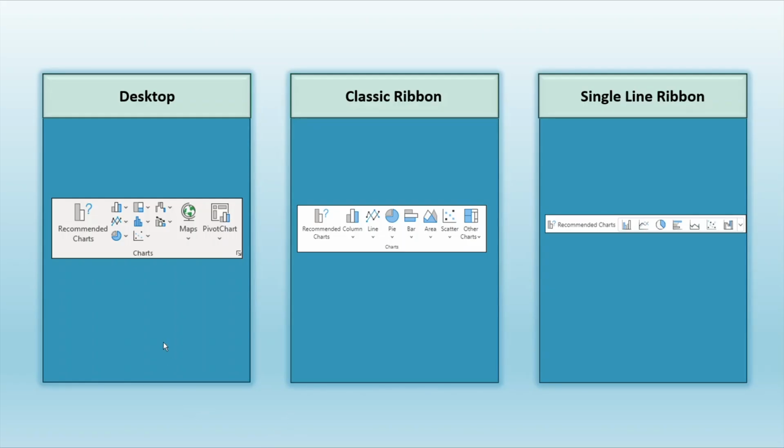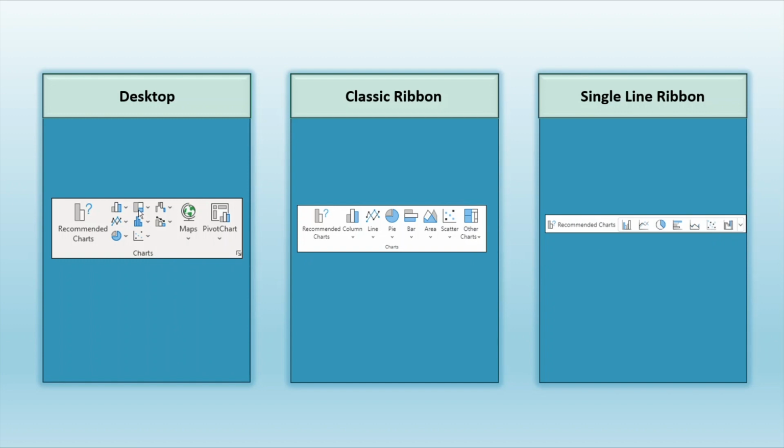Looking at our charts groups with the different ribbons, we can see that they highly compare actually. I'll start with recommended charts as we go through. And then as I look, starting with the desktop, I have column charts, line charts, pie charts. We have the same thing here, column, line, pie, and here is column, line, pie. From there, though, it gets a little fuzzier. Certainly we have bar chart, area, and scatter. This is bar, area, and scatter.